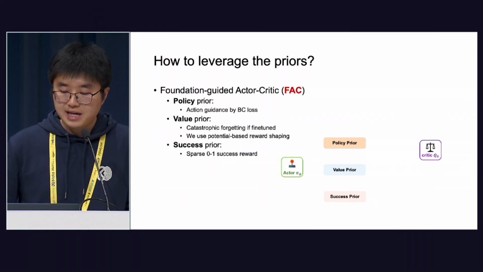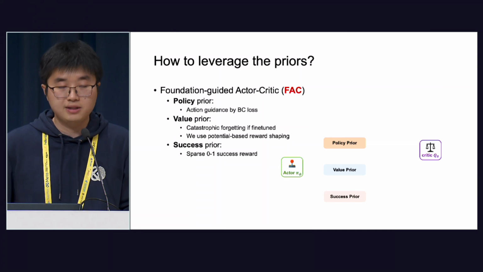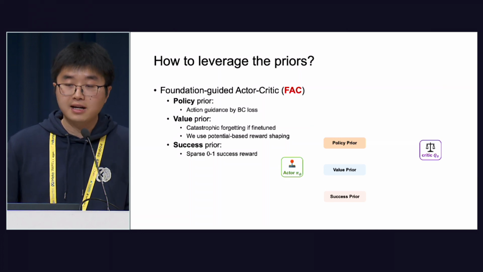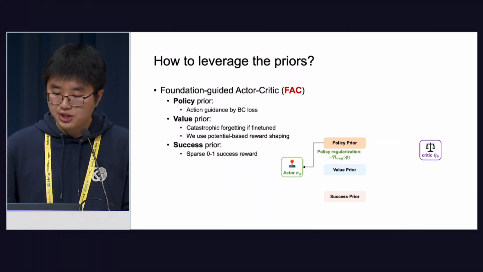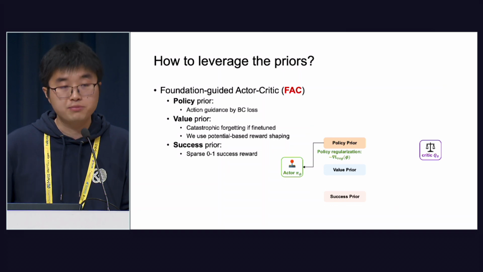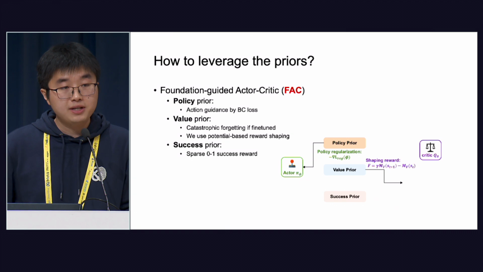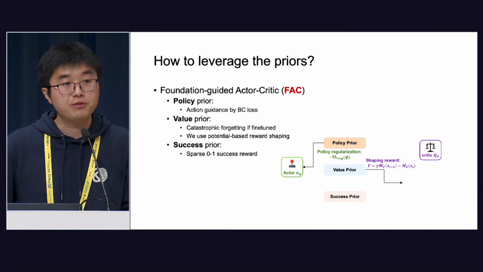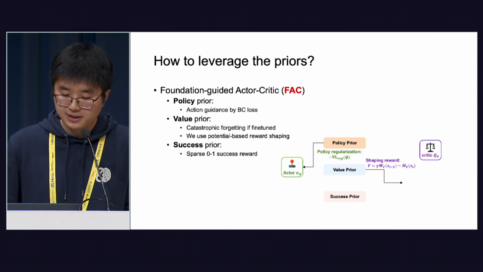Here we give an example of how to use them in the actor-critic algorithm. We named it the foundation guided actor critic. So here, the policy prior will provide actions for the actor, and we do policy regularization in a basic term to regularize the actor. For the value prior, we find it will result in a catastrophic forgetting issue if we fine-tune the critic directly. So we choose the reward shaping technique.